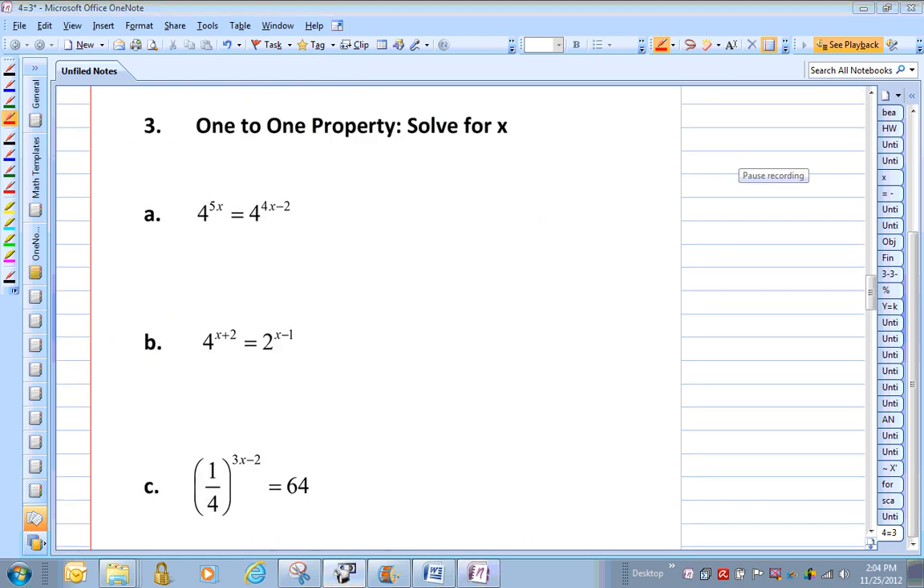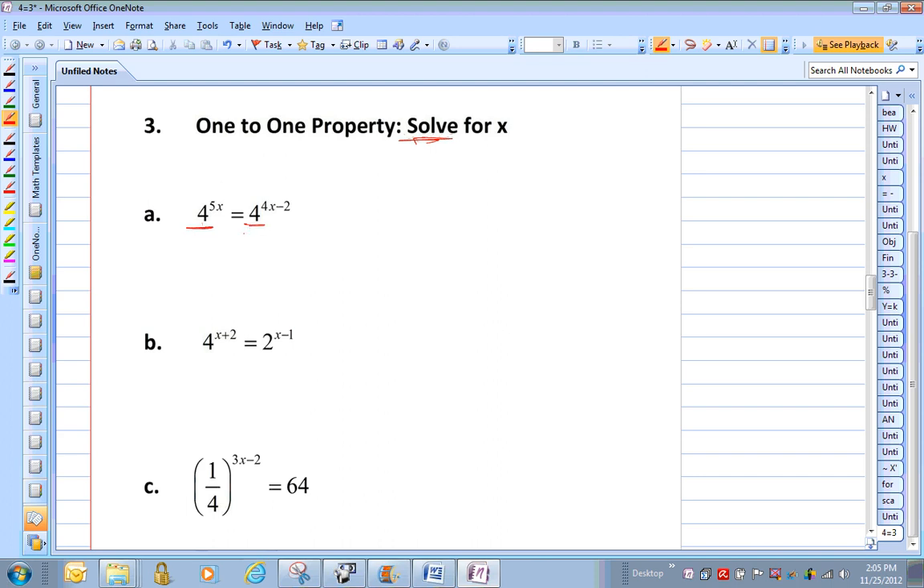Okay, in the following set of problems, we're going to use the one-to-one property to solve for x. And we are actually solving for x. When we simplify, often we use x in there to replace what the simplified value would be, but there is no equal sign. If there's no equal sign, you really can't solve for anything. In this case, though, we are solving, and we can do so because each of the problems will have an equal sign.